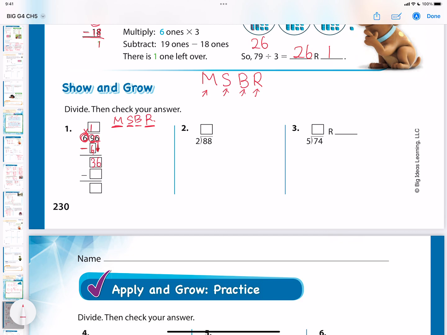Now, 6 times what makes 36, or closest to 36, but not greater? Yes, we know 6 times 6 makes 36. Is there any remainder? No. You can divide these 96 cookies among 6 friends without any leftover. So you can give them 16 cookies each. All right, now let's move on to number 2.